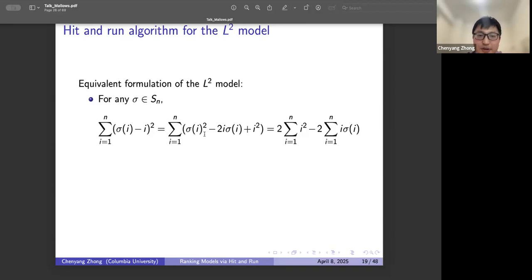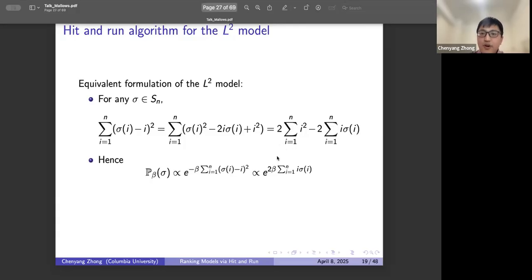And one thing to note is that the summation from i from 1 up to n of the first term, sigma i squared, is exactly equal to the summation of i squared, because sigma is a permutation. So sigma 1 up to sigma n would just be a permutation of 1 up to n. And that gives us this form. And the trick here is to note that the first term doesn't depend on sigma. So we can equivalently write the probability measure for the L2 model in this form. So originally it's e to the minus beta times this quantity. And since this term doesn't matter, we get this new form of probability distribution.